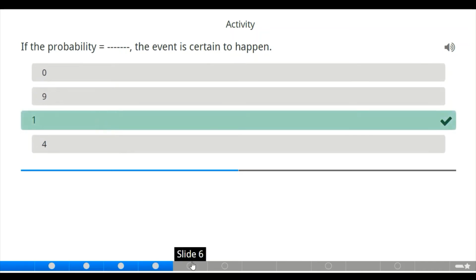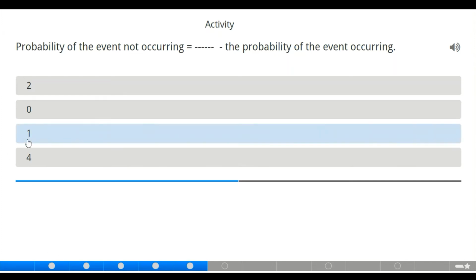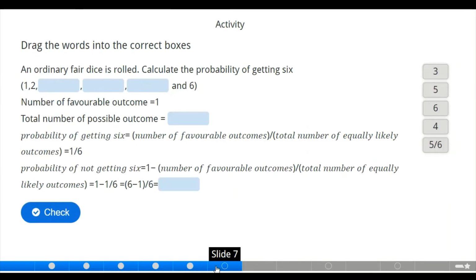Okay, so now let's look at the next situation. Now what happens if an event is not occurring? We have told you that when an event is not possible, then the probability is 0. When the event is certain, the probability is 1. So if the event is not likely to occur, it is going to be 1 minus the probability of the event occurring. So we have 1 minus the probability of the event occurring. Okay, now let's look at this activity.